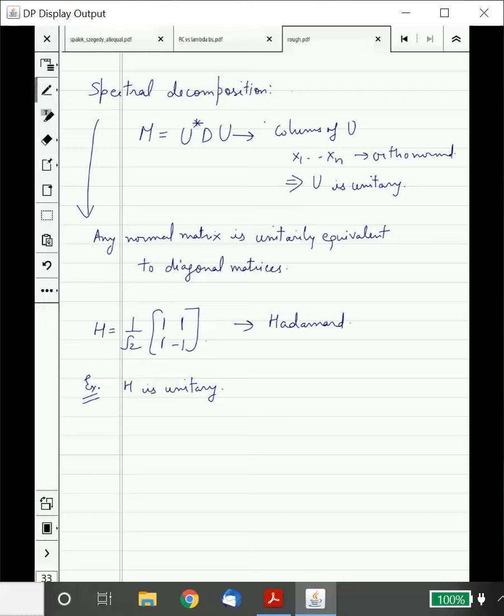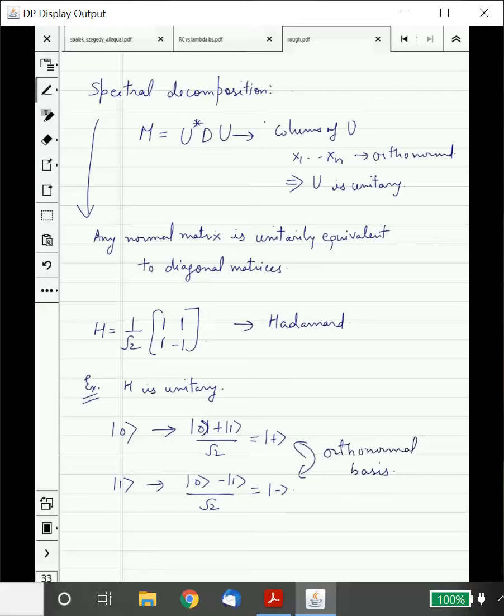Another way to see that it is a unitary matrix is that this matrix H takes 0 to (0 plus 1) by root 2 and 1 to (0 minus 1) by root 2. We call this state plus and this state minus. And you will notice that this also forms an orthonormal basis. Since H takes the orthonormal basis 0, 1 to the orthonormal basis plus, minus, this implies H is unitary.